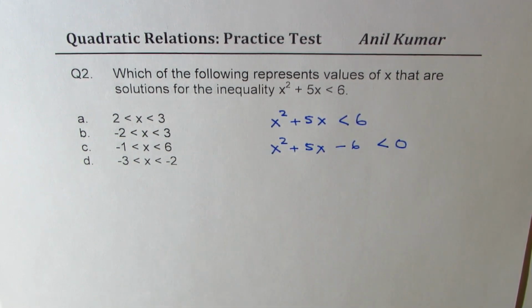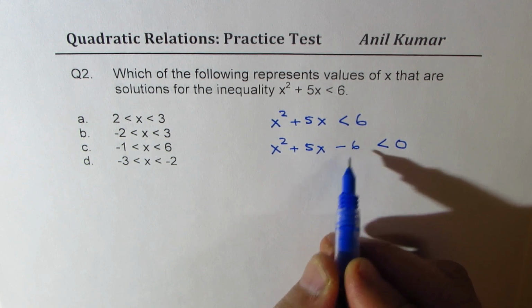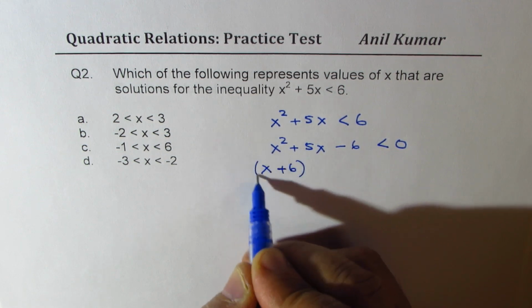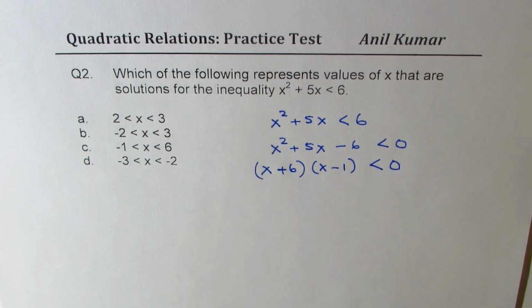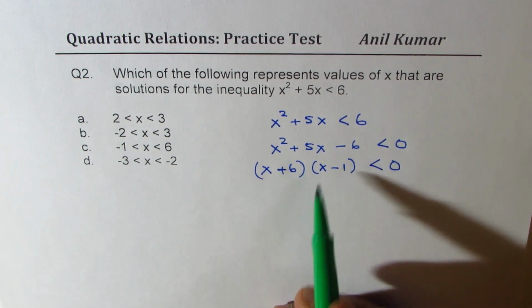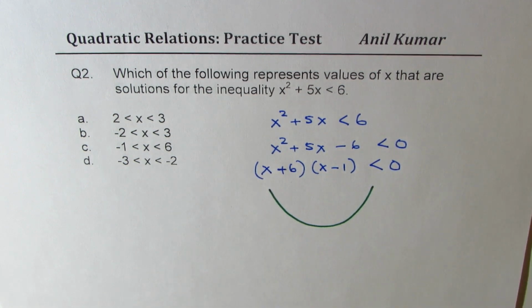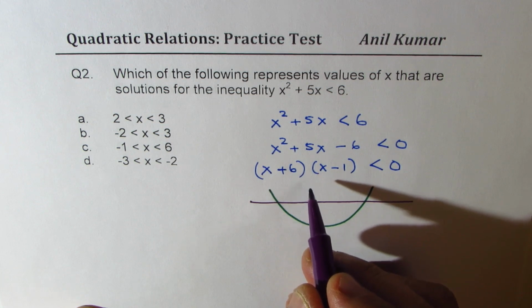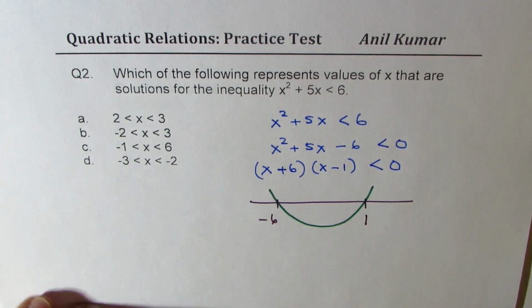You could factor using the product of 6 and 1, since we have minus 6 here, right? So we get (x plus 6) times (x minus 1) less than 0. Now it's a good idea to sketch this parabola which opens upwards, correct? And its roots are at minus 6 and 1, right? Its roots are at minus 6 and 1.